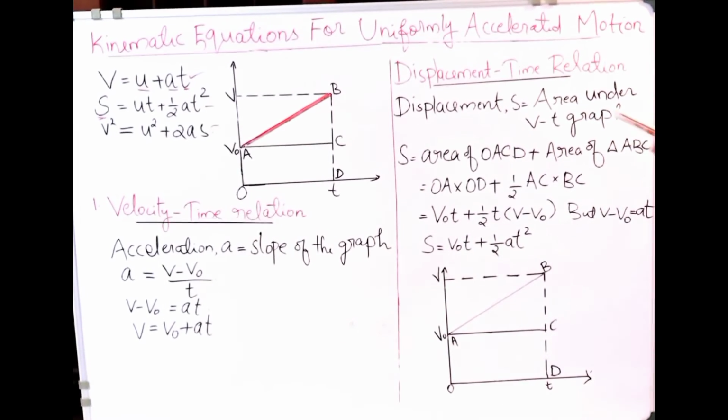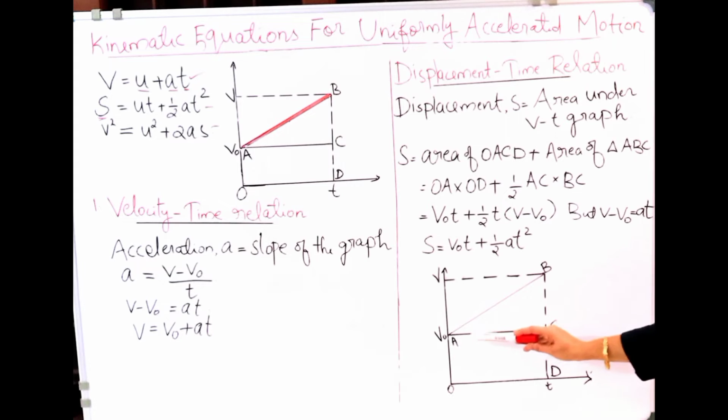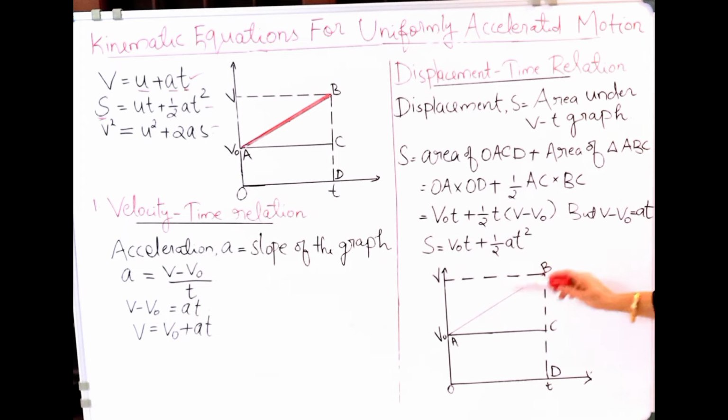Which is the displacement time relation? Yes, that is s is equal to ut plus half at square. Right. So again we can consider the velocity time graph. It is shown here and it is a uniformly accelerated motion. So the diagram is same for all the three equations. So we have to find the displacement from this graph.